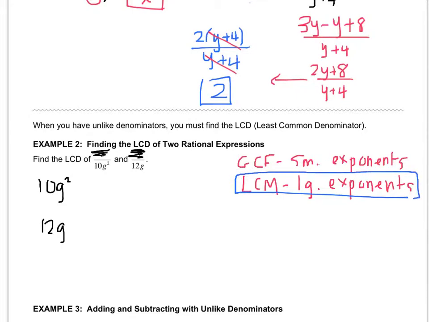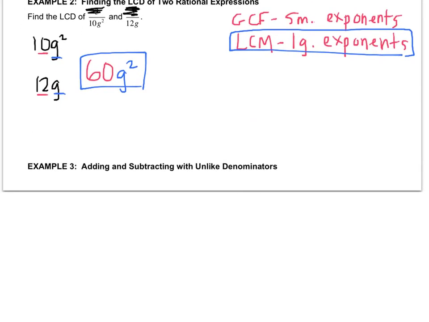So the common multiple of 10 and 12 is 60. And the common multiple for g squared and g is g squared. So the least common denominator is 60g squared. So that's how you find a common denominator. You find the common multiple of the coefficients, and you find the common multiple of the variables, which in this case is the largest exponent. So let's see how that works.